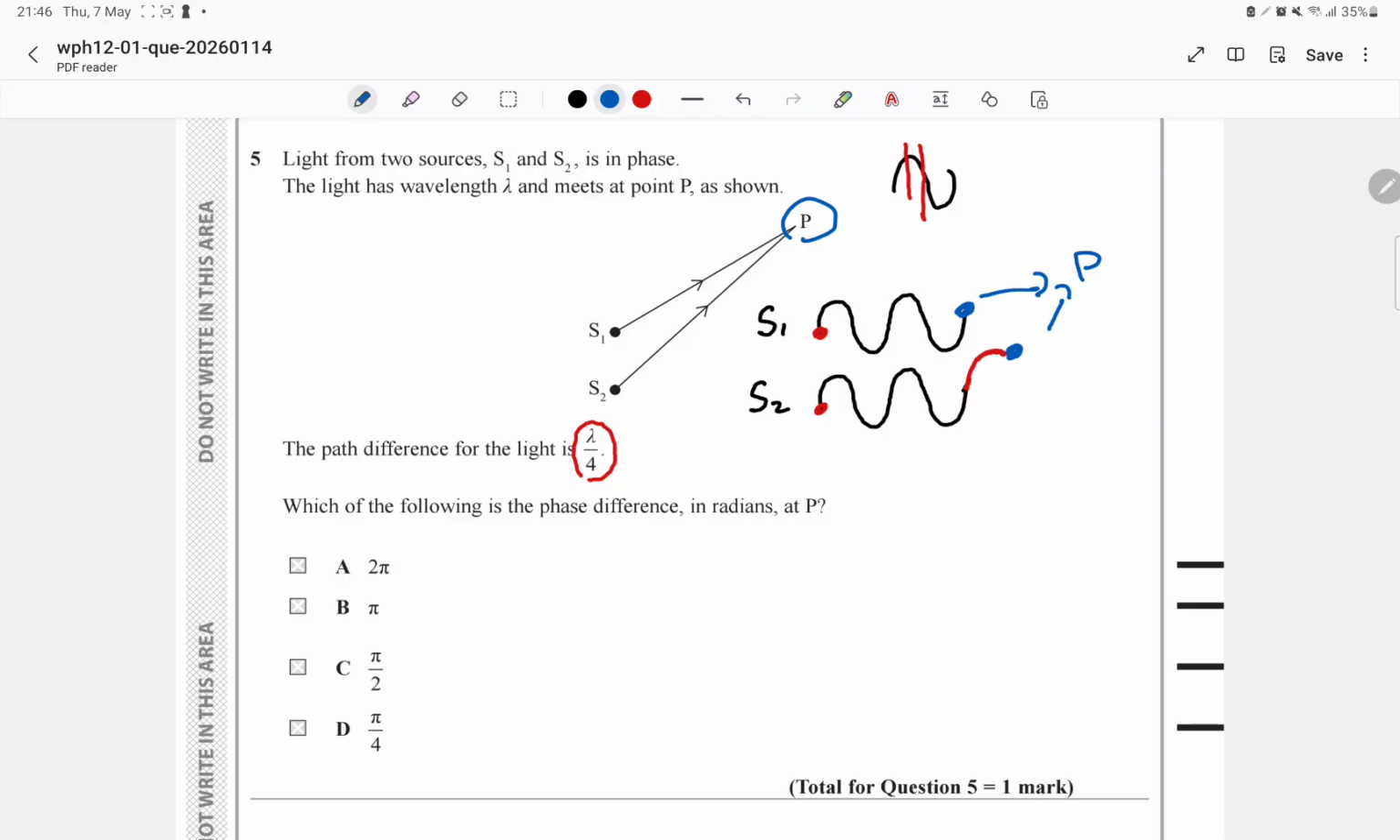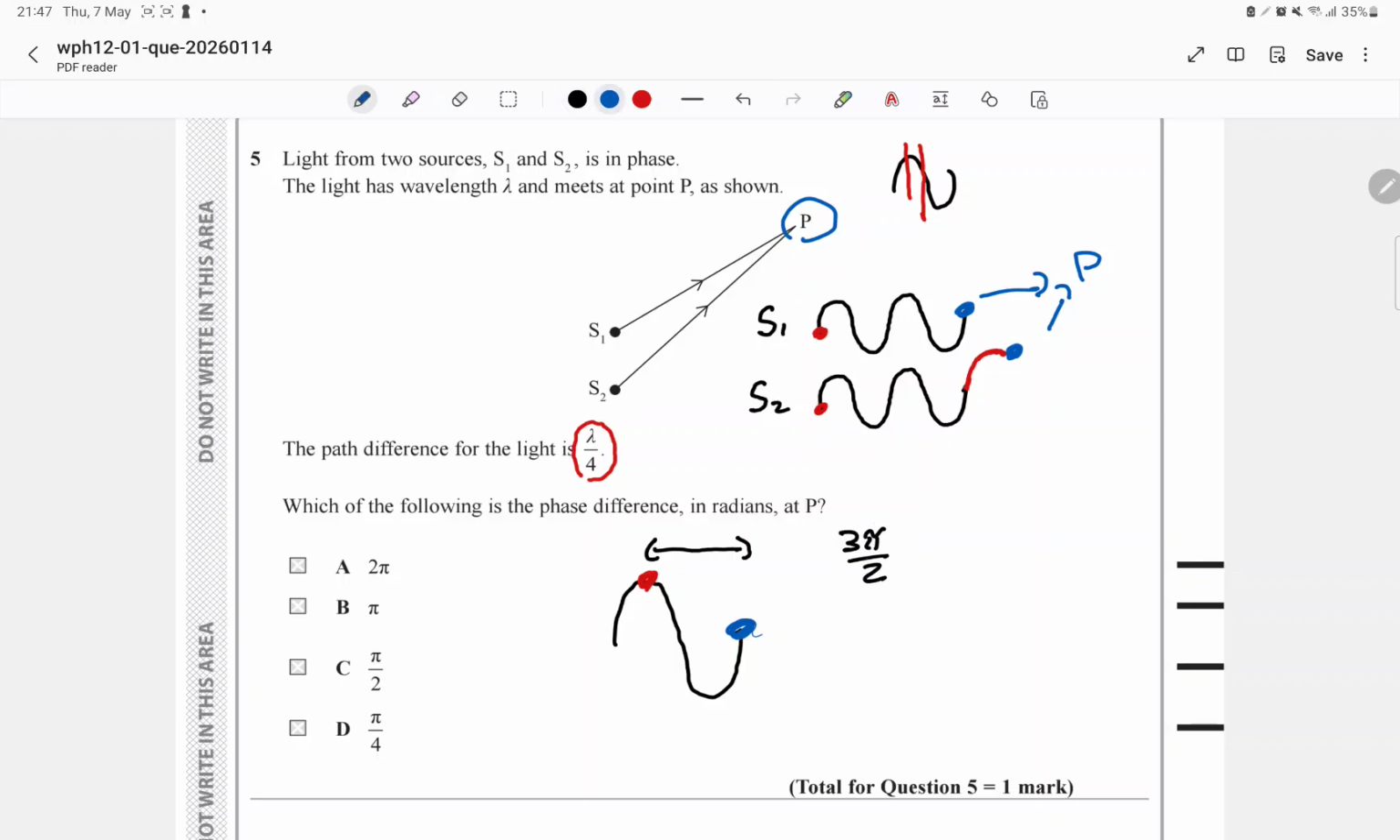At point P, what is the phase difference? Well, to answer this question, we're going to draw just one wave. And we're going to realize that the first wave, S1, reaches point P when it's at this point over here. As for wave S2, it reaches at this point over there. And now you just ask yourself, what's the phase difference? If you compare these two points, you could say that the phase difference is 270 degrees or 3 pi over 2.